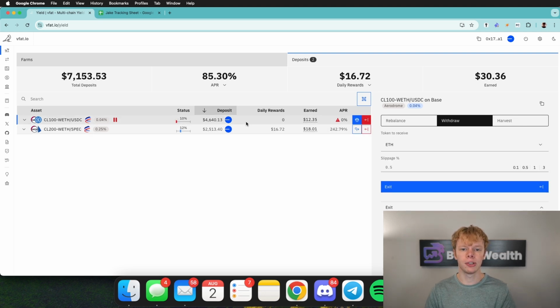Now I have another $35,000 of my DeFi portfolio allocated to Uniswap, and that's where I'm yield farming stuff like Ethereum to Link, Ethereum to SPEC, and a couple other minor positions. And the overall goal here is to balance out my risk.